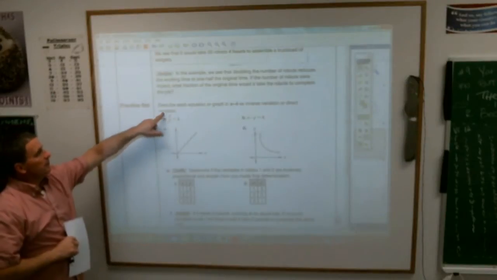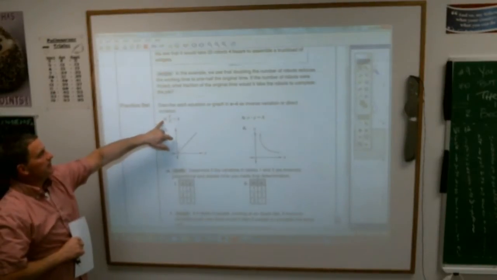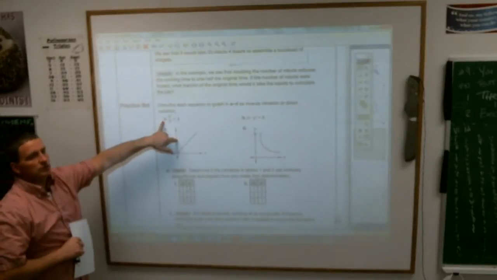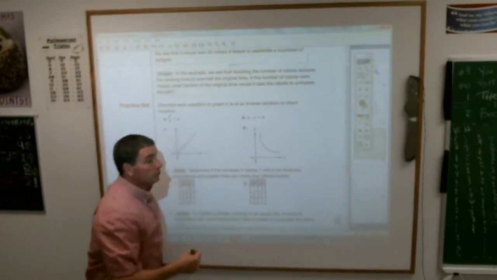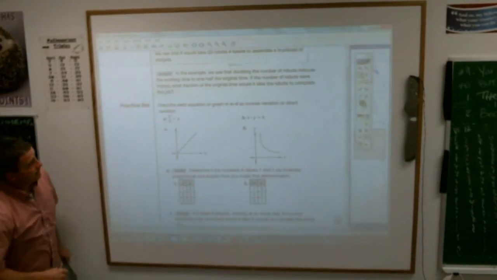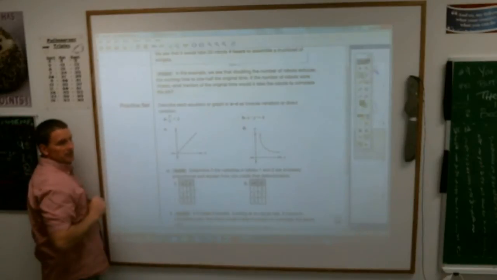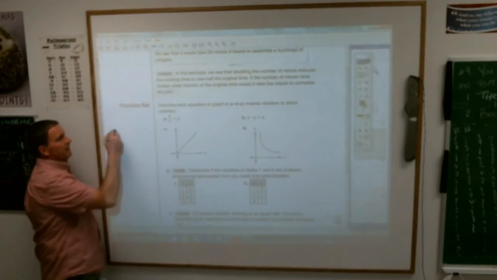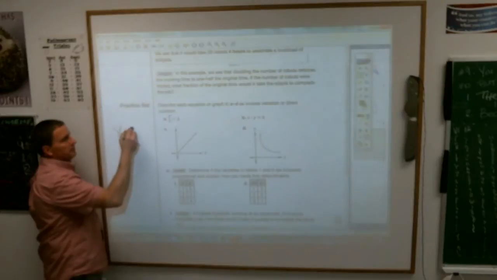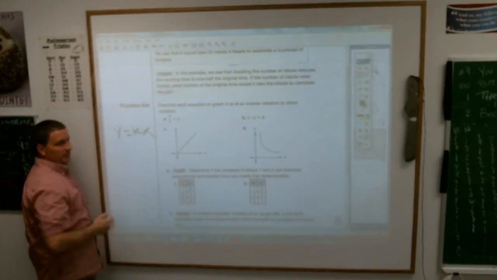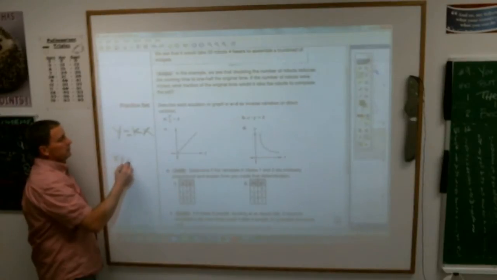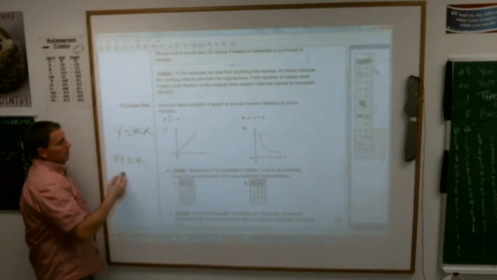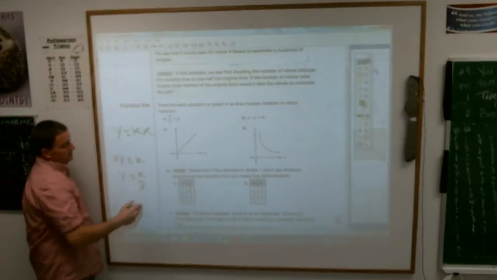Describe each equation. Letter A, is it inverse or direct variation? Before you say anything, go back to your notes and look at what we said the equation was. Direct variation is y equals k times x. Inverse variation is xy equals k, or y equals k divided by x.